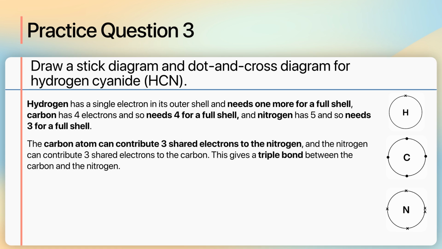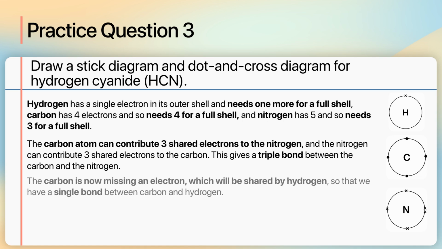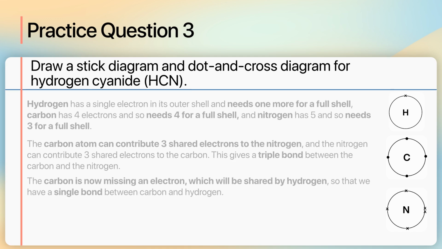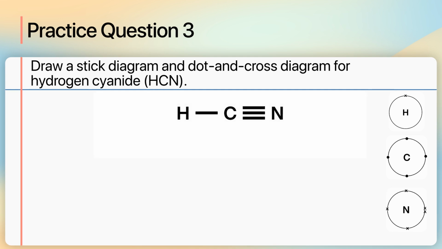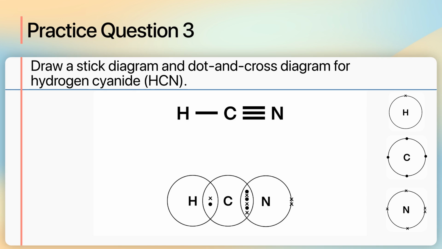Using this, the carbon atom can contribute 3 shared electrons to the nitrogen, and the nitrogen can contribute 3 shared electrons to the carbon. This gives a triple bond between the carbon and the nitrogen. The carbon is now missing an electron, which will be shared by hydrogen, so that we have a single bond between carbon and hydrogen. This gives us this stick diagram and this dot and cross diagram.